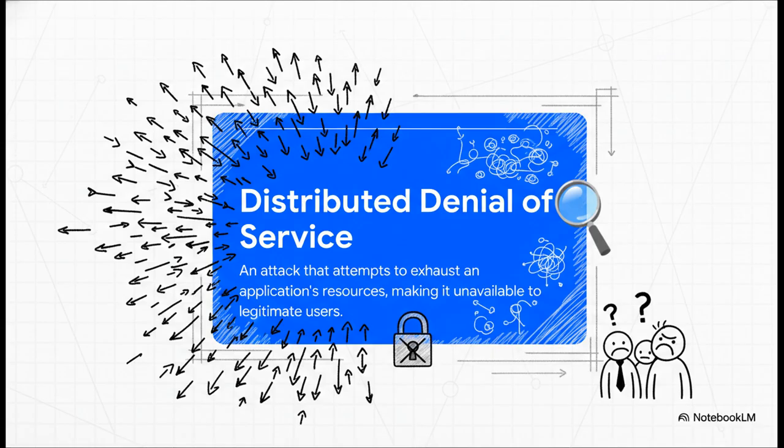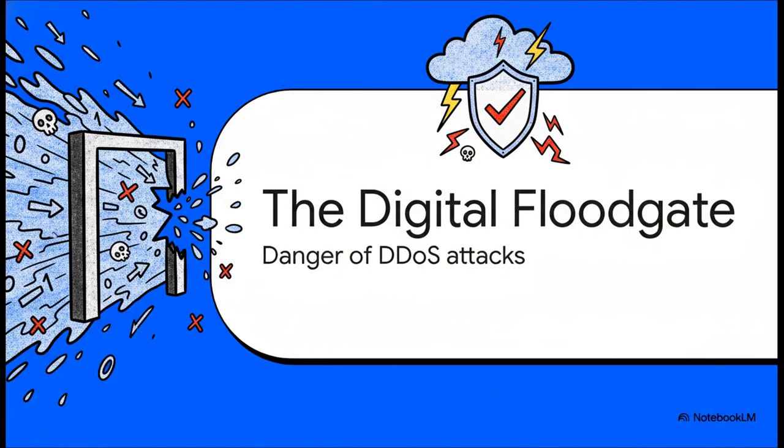Look, the goal here is brutally simple. Flood your application with so much junk traffic that it just runs out of resources. What happens then? Well, your real users, the people you actually want, can't get in. It's like the digital front door is jammed shut and your service is, for all intents and purposes, offline. You can really think of it like a digital floodgate has been thrown wide open right at you.